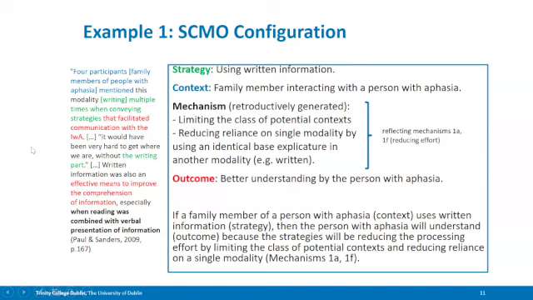Another core component of a realist review to help us develop some program theory is an if-then statement. So if we look at it as an if-then statement, we can see that if a family member of a person with aphasia uses written information, which is the strategy, then the person with aphasia will understand, this is our outcome, because the strategy will be reducing the processing effort by limiting the class of potential context and reducing reliance on a single modality. So instead of only verbally talking, we have other ways such as writing, or in another case, using gesture or picture. So this is our first example of mechanism that reduces effort.